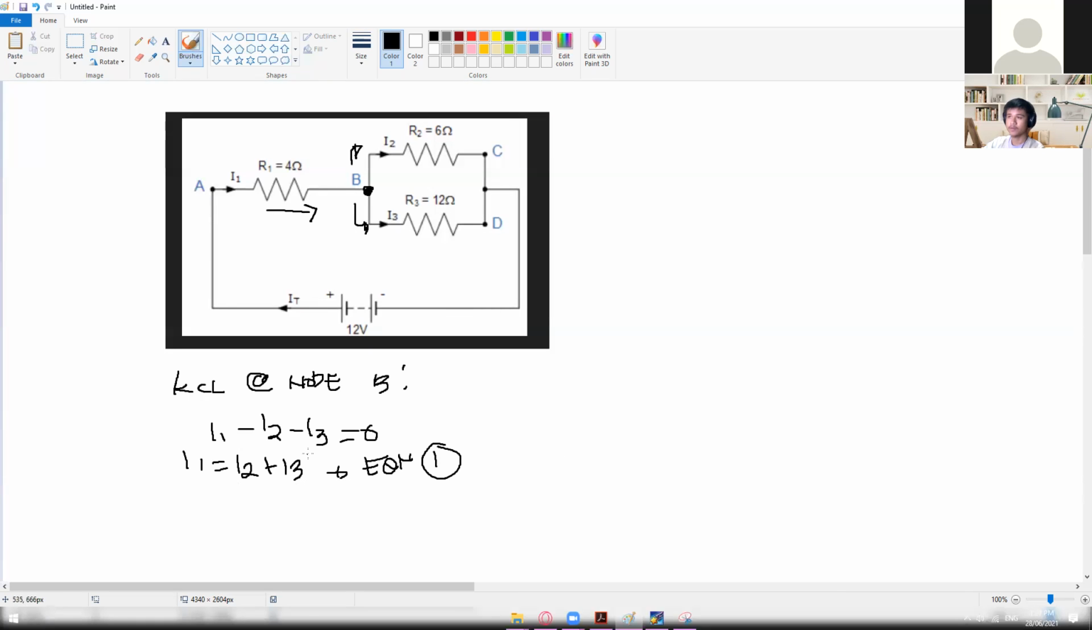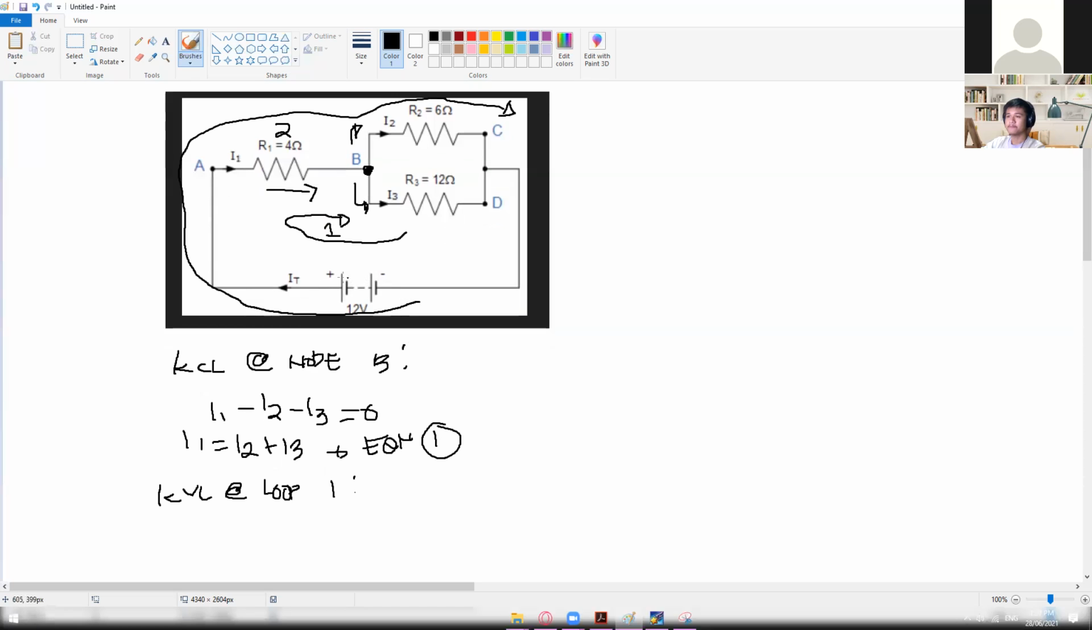Okay, super simple. The next one after KCL is, of course, the KVL. We can have a loop right here inside. Let's call this one loop number 1, or the loop on the outer side, and let's call this one loop number 2. So let's start with KVL at loop number 1 first. In here we have, of course, this one negative, positive, and then this one positive, negative, positive, negative.